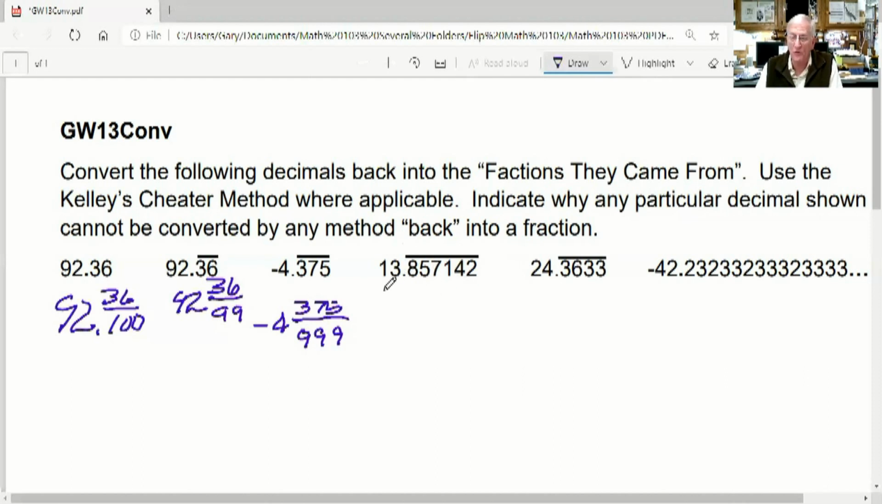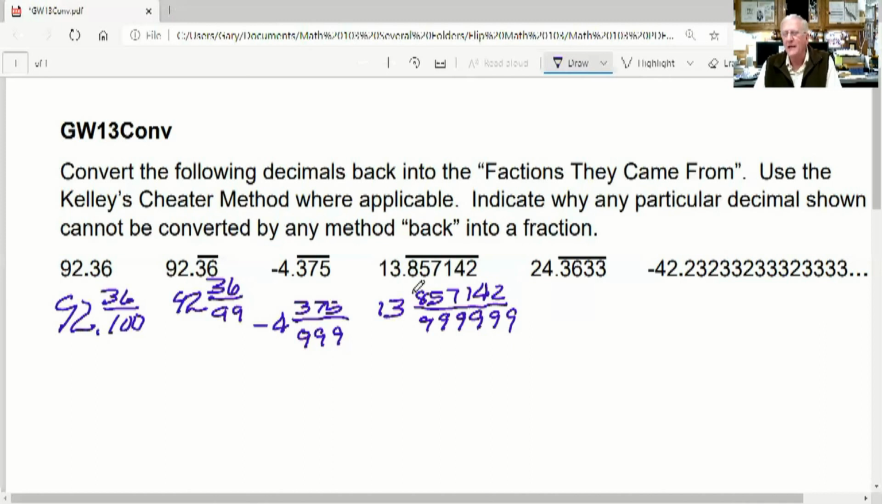Crazy, huh? It repeats over 6 digits. So guess what? As far as the Kelly-Teeter method has told you, you put those 6 digits, 8, 5, 7, 1, 4, 2, over how many 9s? You're right, it's 6 9s. If you want a bit of a challenge, reduce that fraction and see what it reduces to. It reduces to a very simple fraction, and I'll give you a hint. Its denominator is 7, okay? The sevenths are 6-digit repeaters. So see if you can figure out where that came from.